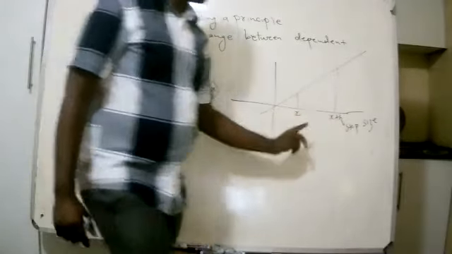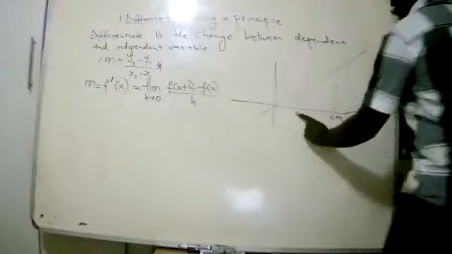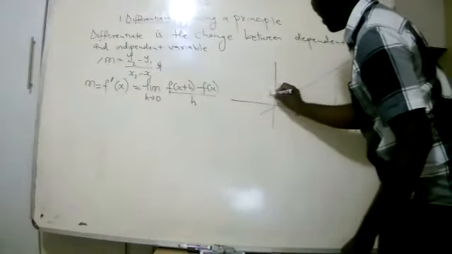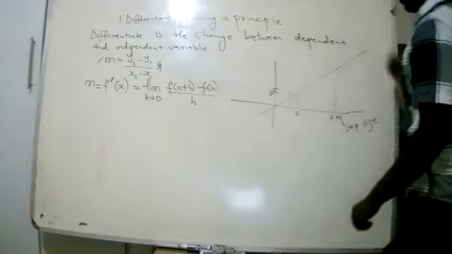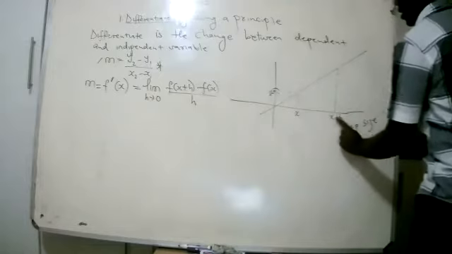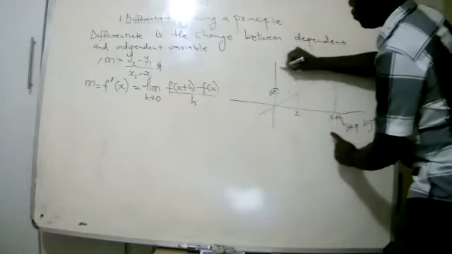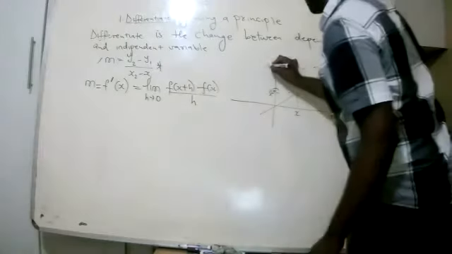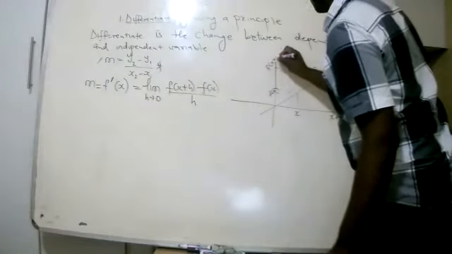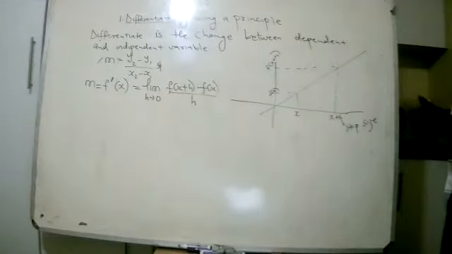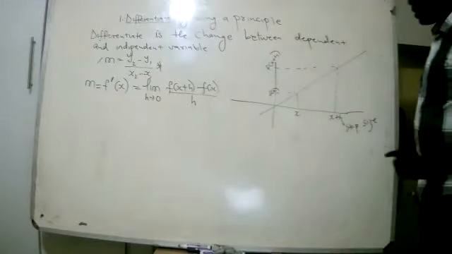Now if we have x here and we substitute it into the function, we are going to get f of x. And if we substitute x plus h into the function, we will get f of x plus h. So that is the function that we have here.